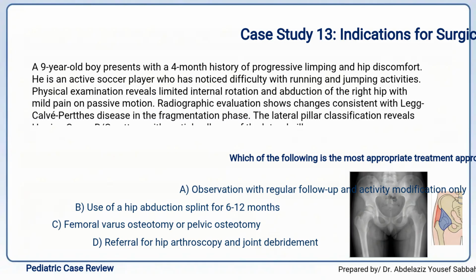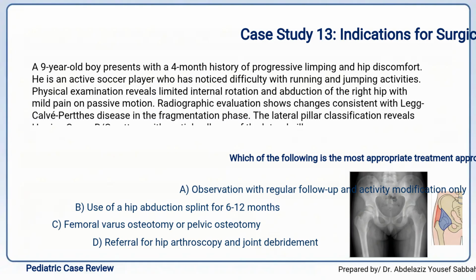Radiographic evaluation shows changes consistent with Legg-Calvé-Perthes disease in the fragmentation phase. The lateral pillar classification reveals Herring group B and C pattern with partial collapse of a lateral pillar. Which of the following is the most appropriate treatment approach for this patient?